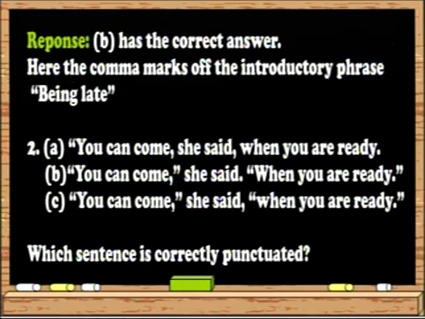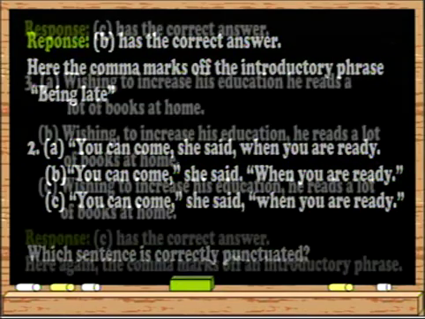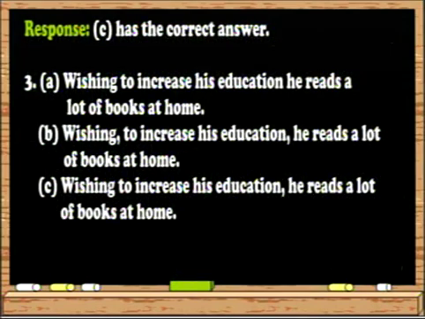You can come, she said, when you are ready. You can come, she said, when you are ready. You can come, she said, when you are ready. Which sentence is correctly punctuated? C is the correct one. Let's look at another one.